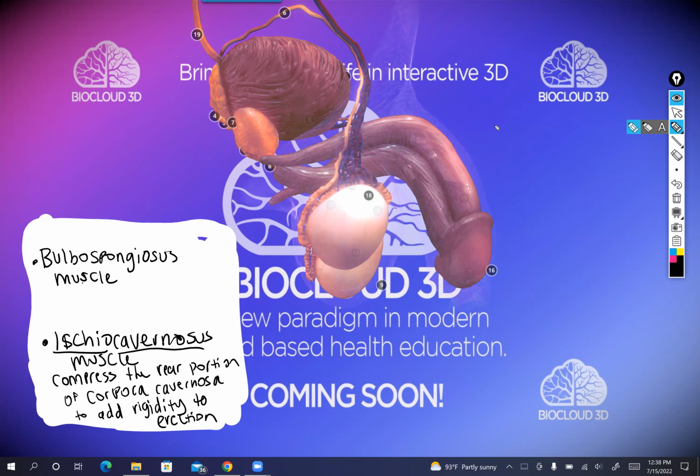The bulbospongiosus muscle, so bulb means root, and spongiosus refers to the corpus spongiosum. So this muscle, there's actually two, one per side, but they kind of pair up and wrap around the root of the penis.